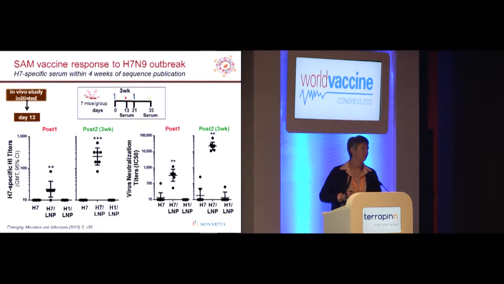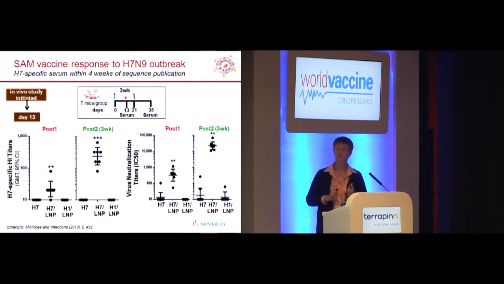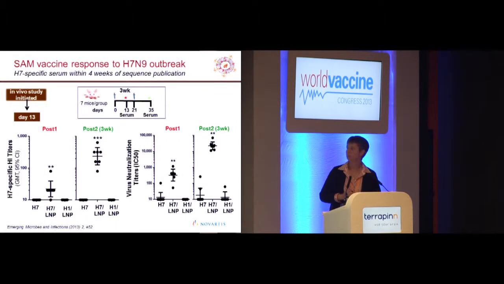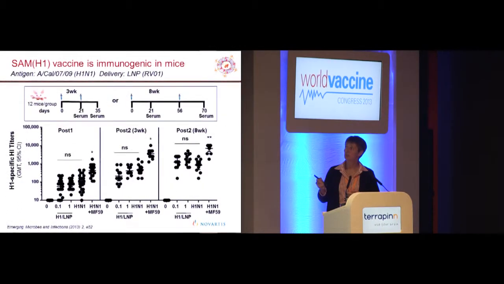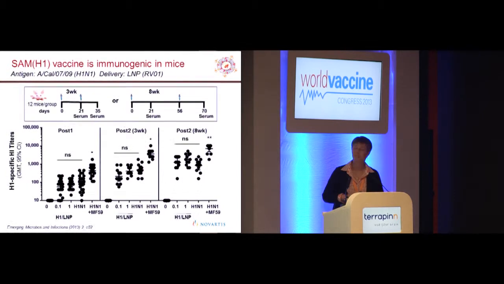Interestingly, if naked RNA was injected in those animals, we were not able to see any responses after prime or even after a second dose of naked RNA, indicating that it is very important to formulate the RNA to protect it from degradation. In those studies, we didn't have a subunit vaccine protein as a control. So in order to benchmark and compare the SAM approach to a more conventional influenza vaccine, we repeated those experiments using H1N1 A California from 2009, for which we had a seasonal vaccine.